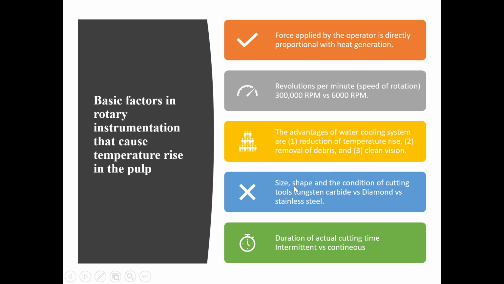الفاكتور الاخر عندنا size, shape and condition of cutting tools. tungsten carbide versus diamond versus stainless steel. البيرات طبعا مختلفة، عندنا تنجستن كاربايد بير، عندنا دايموند بير، وعندنا ستينلس ستيل. كل واحدة مكونة من سبيكة معينة تختلف في الخصائص مالتها. مثلا تنجستن كاربايد اكو تلقي serration سواء horizontal او vertical. هاي السيريشن تساعد على دخول الووتر بين الفلويدز of the bur وتسوي لنا enough cooling during the procedure of cutting.